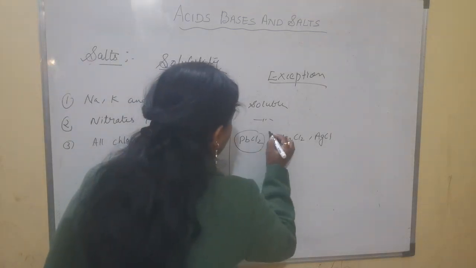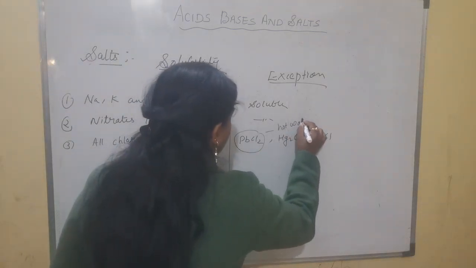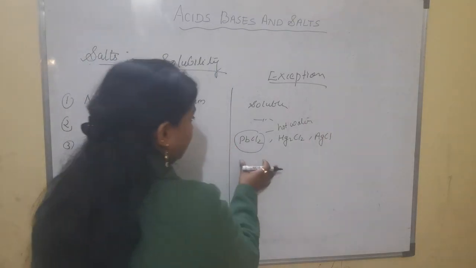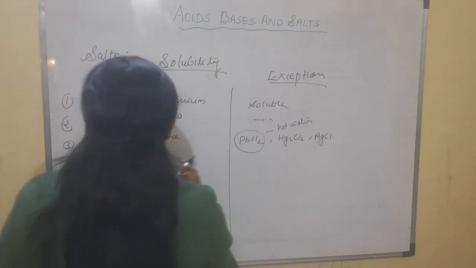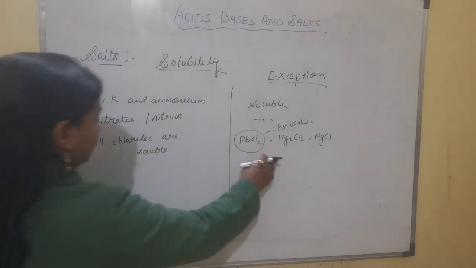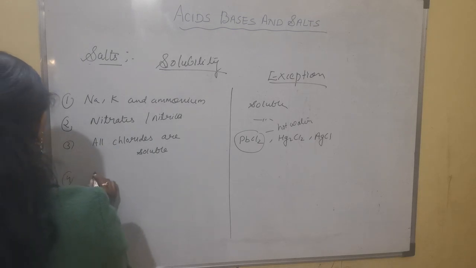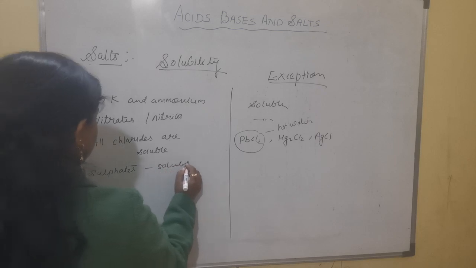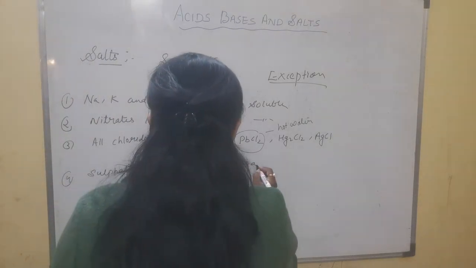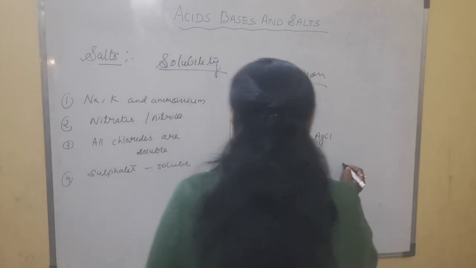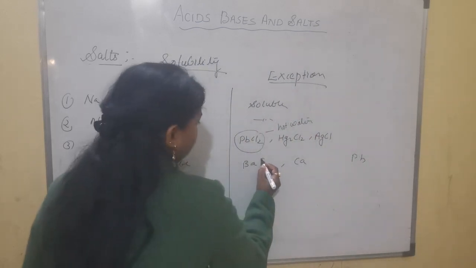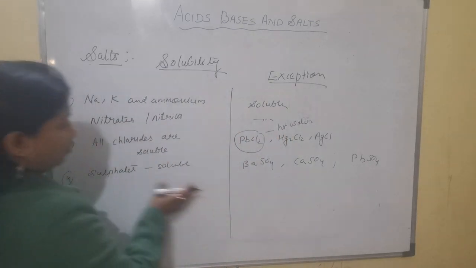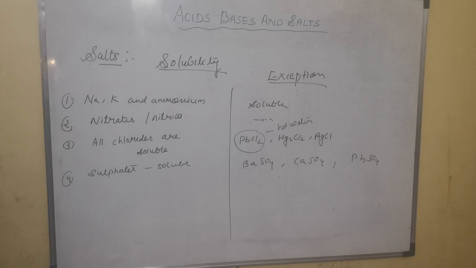Lead chloride is insoluble in cold water, but it is soluble in hot water. So these exceptions you have to learn. All chlorides are soluble except these. All sulfates are soluble except barium sulfate, calcium sulfate and lead sulfate. The rest of the sulfates are soluble.